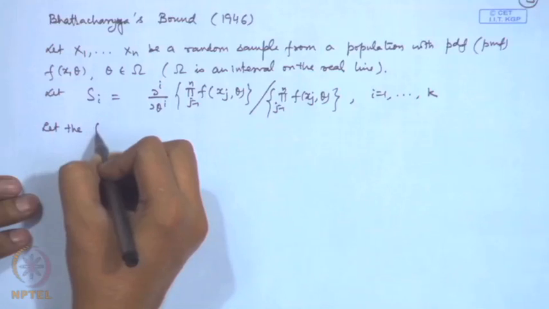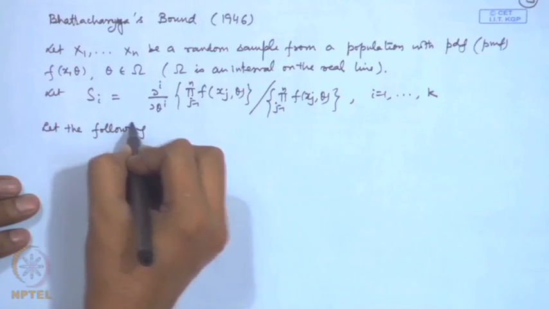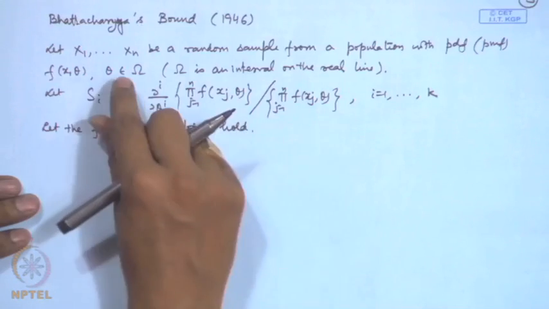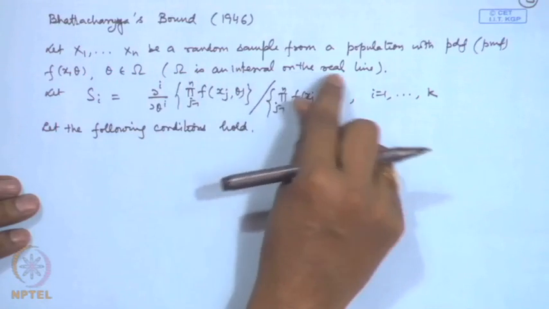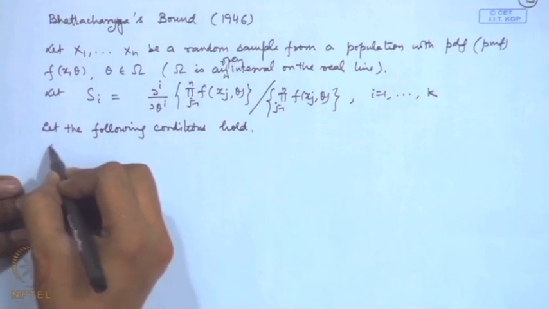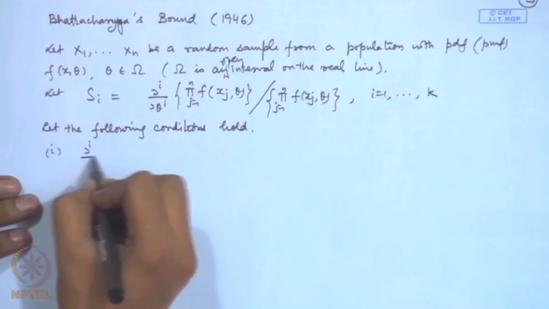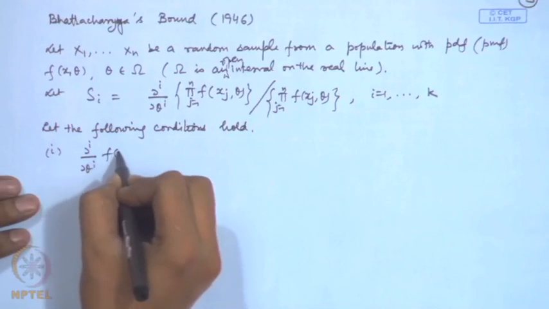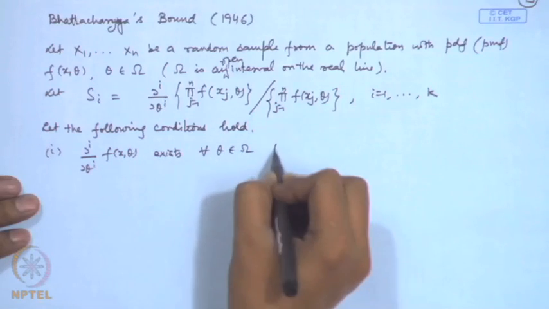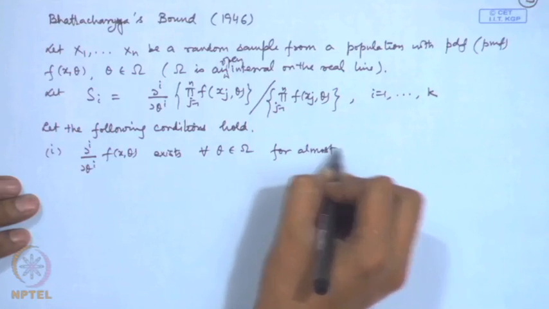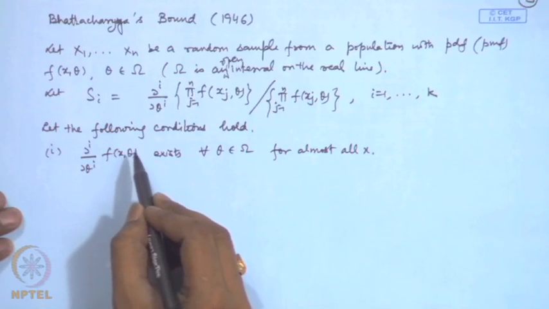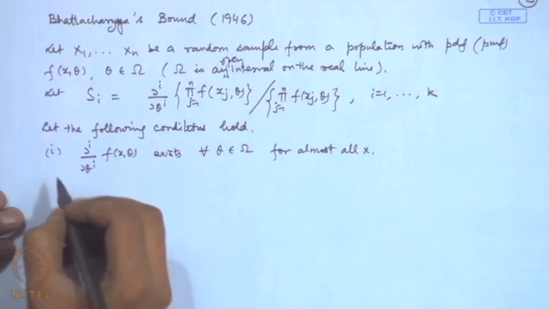Let the following conditions hold. So, we have already assumed that the parameter space is an interval in the real line. Let us consider open interval. Let us assume that the ith order derivative of the density exists for all theta for almost all x. By almost all x means that the set where this is not existing will have probability 0.